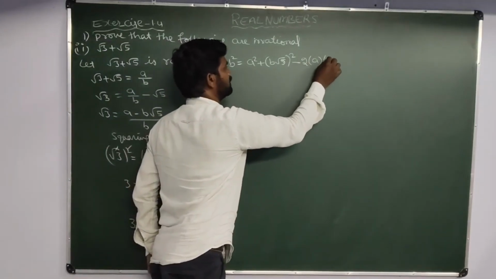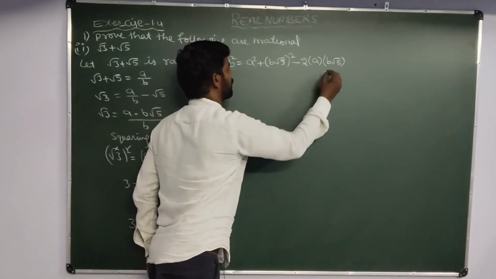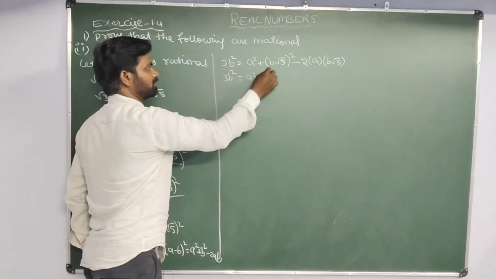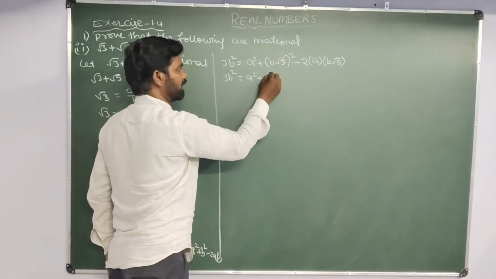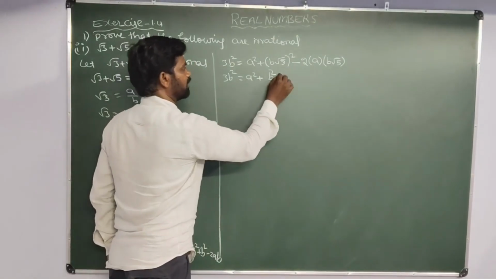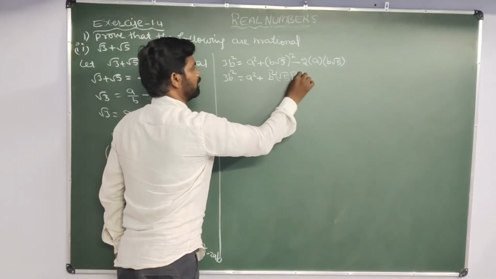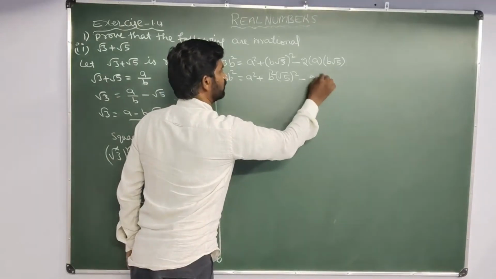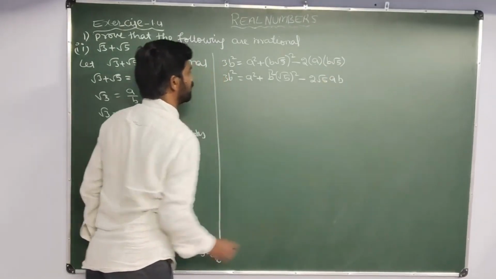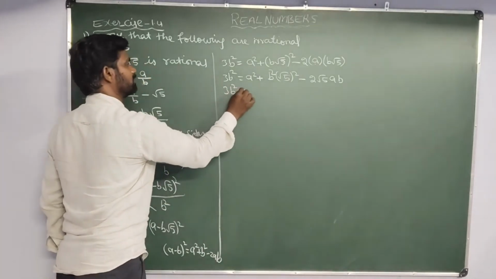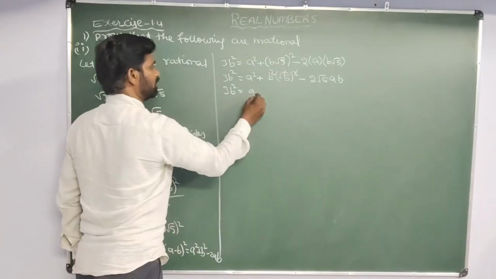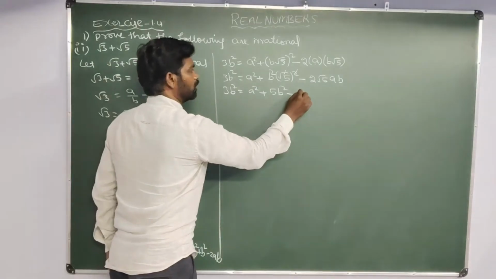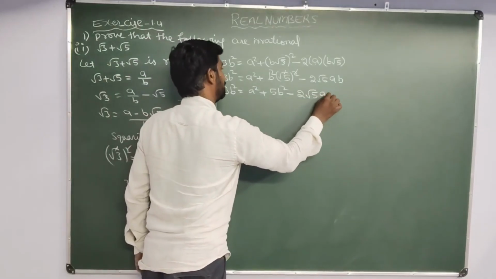So that is equal to 3b square is equal to a square plus, here we have two terms inside the bracket. So it means (root 5 b) whole square minus 2 root 5 into a into b, ab, right? 3b square is equal to a square. Square and root cancel here. a square plus 5 into b square is 5b square minus 2 root 5 ab.